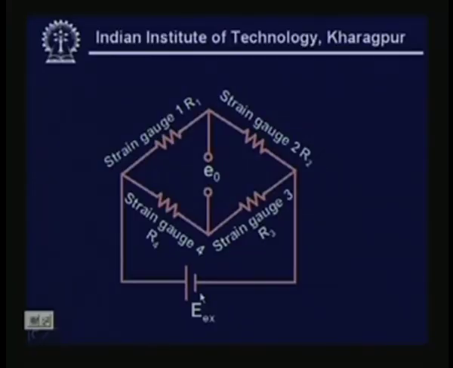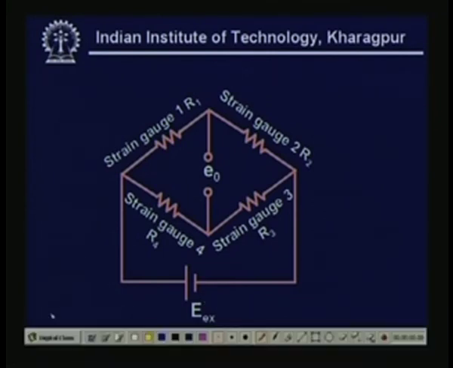This is our strain gauge circuit. You can see the excitation voltage Ex here, with strain gauges R1 to R4. The same excitation voltage is given, and I am getting the output voltage E naught. We have already seen that gauges 1 and 3 at the top will be subjected to tensile load, whereas gauges 2 and 4 at the bottom surface of the cantilever beam are subjected to compressive load.